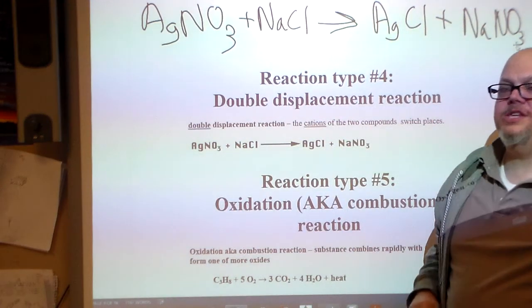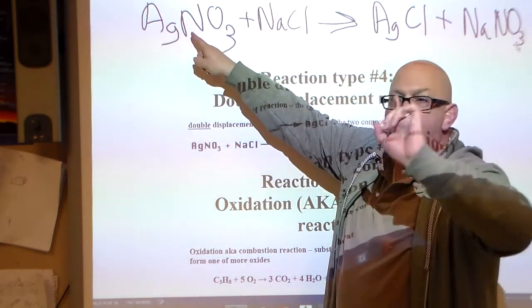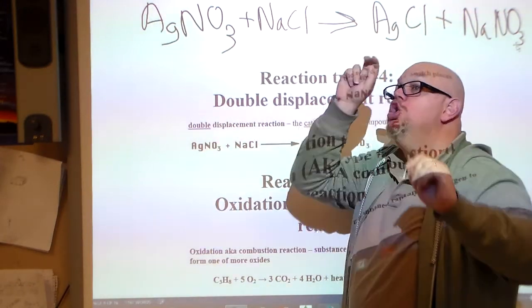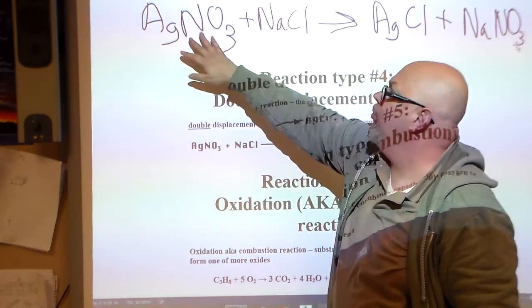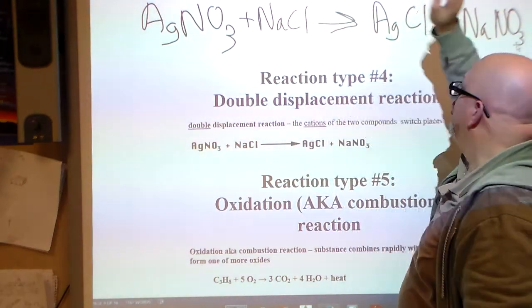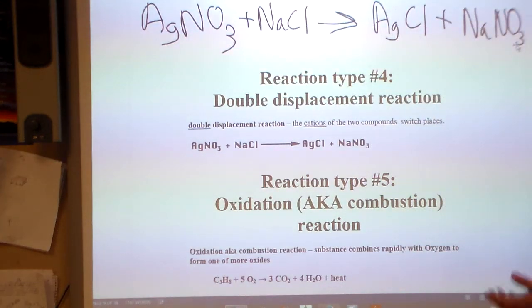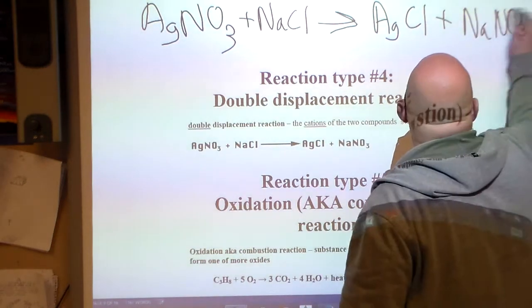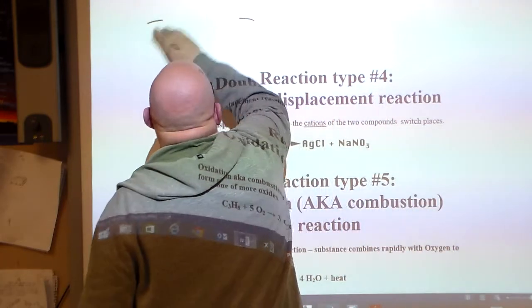In a double displacement reaction, you get two compounds. Notice, not one element and a compound, but two compounds. So here's compound number 1, compound number 2. You get compound number 1 changed, compound number 2 changed. That's it for the double displacement. I'm glad I remembered about doing an example there.